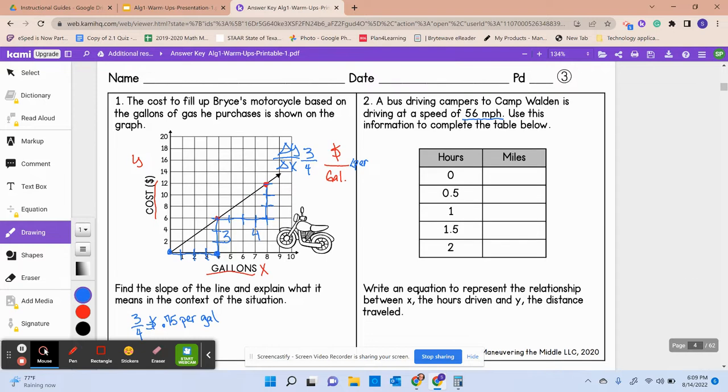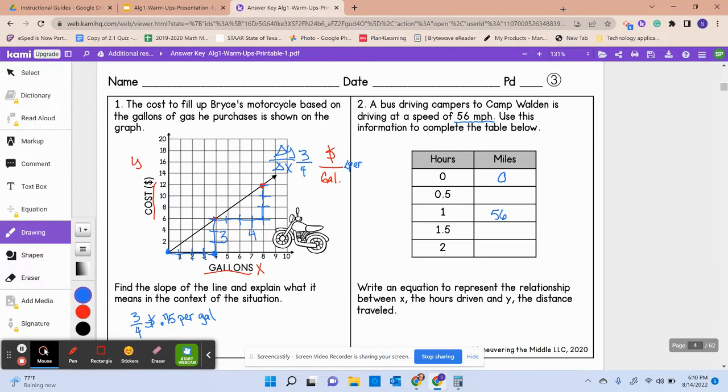So we know in 0 hours they haven't gone anywhere, so it's 0 miles. And we know that in 1 hour it's 56 miles. So half an hour would probably be half of 56. So you can do 56 divided by 2, right? Because if you cut 56 in half, then it's 56 divided by 2, which is equal to 23.